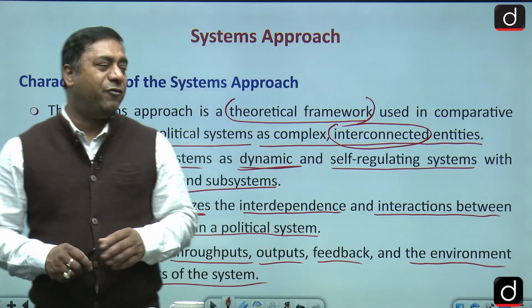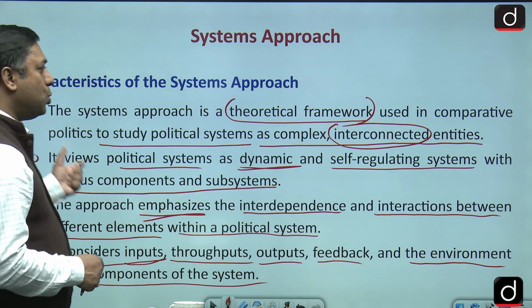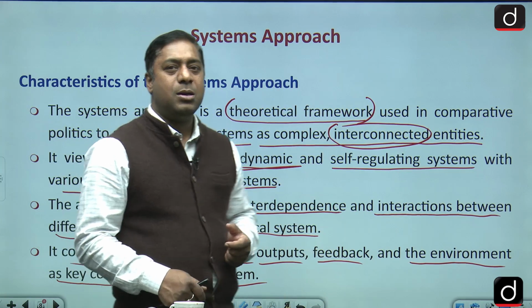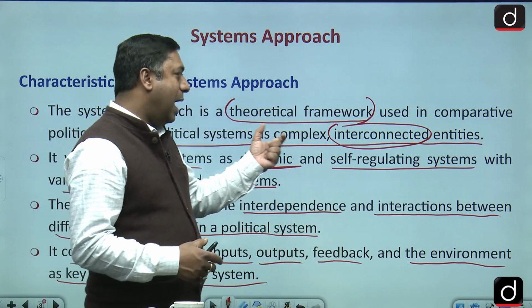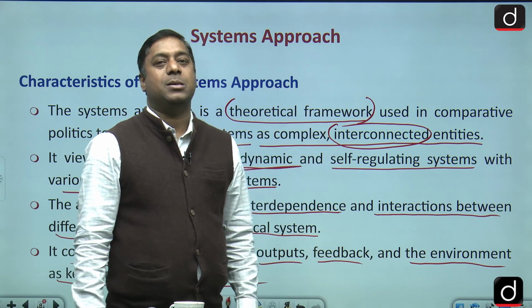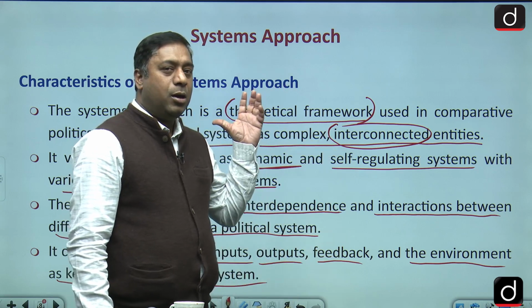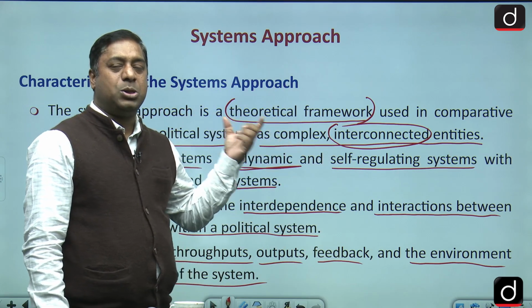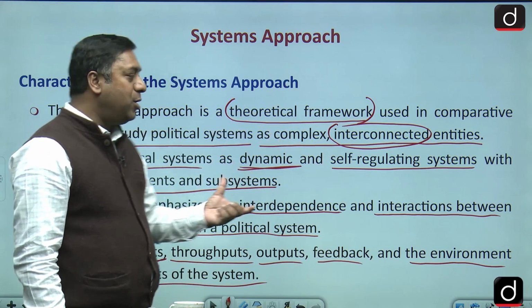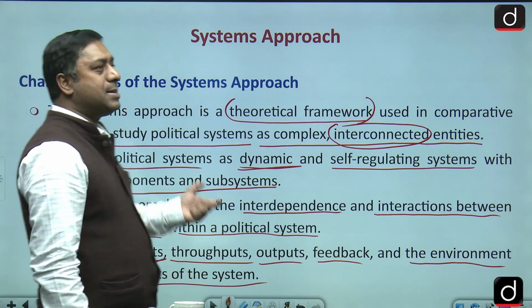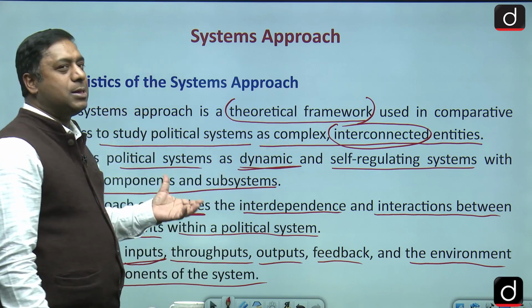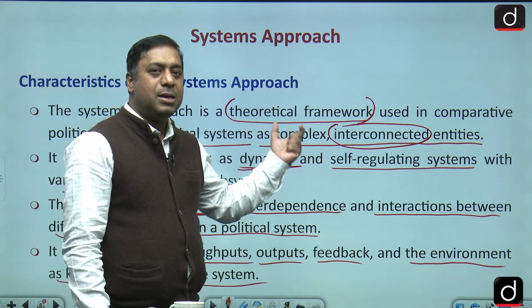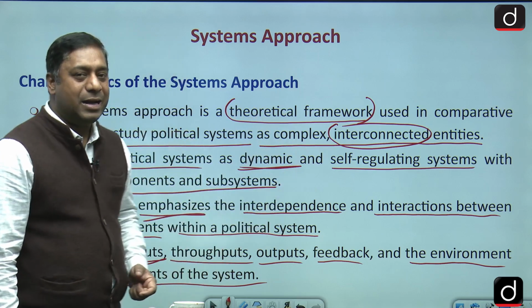And this theoretical framework is used in comparative politics to study political systems as complex and interconnected entities. So it's trying to study a theoretical framework. The systems approach is a theoretical framework which is trying to study political science. Not political science, I'm really very sorry. Trying to study the political system as complex and interconnected entities.